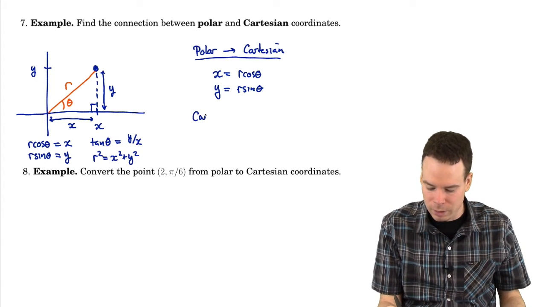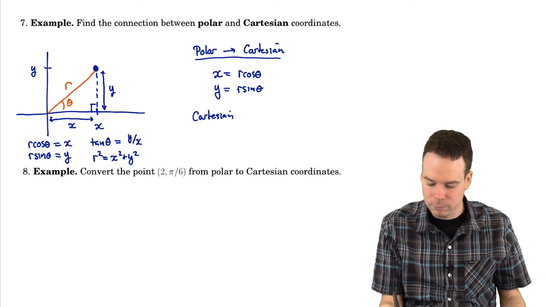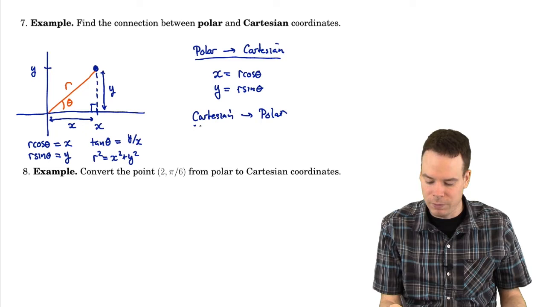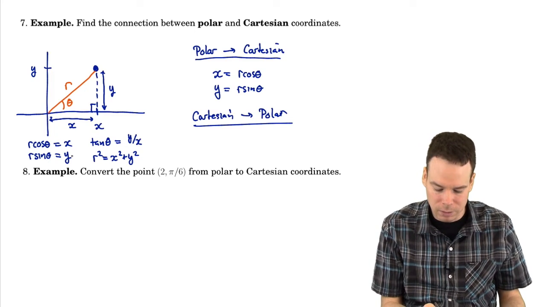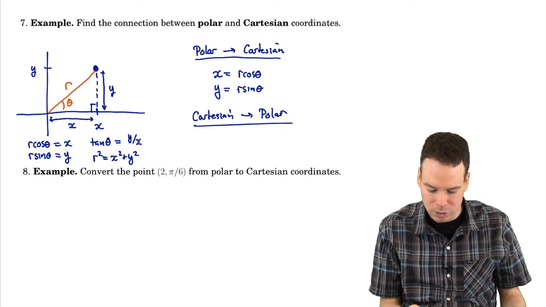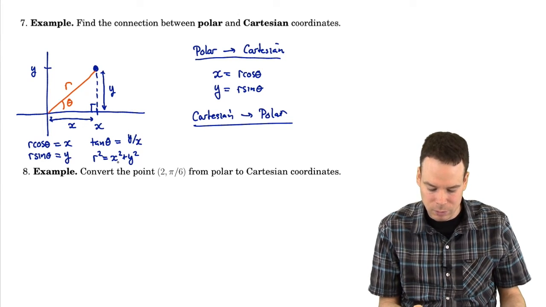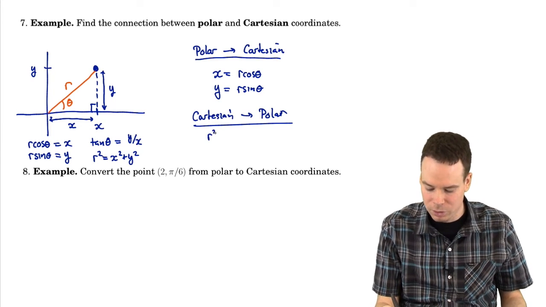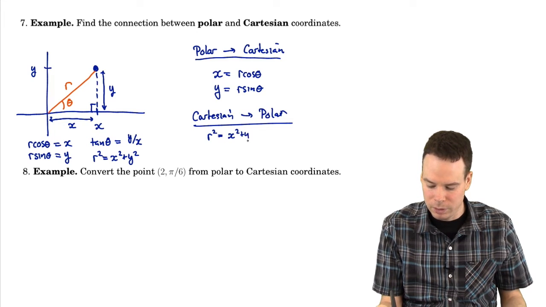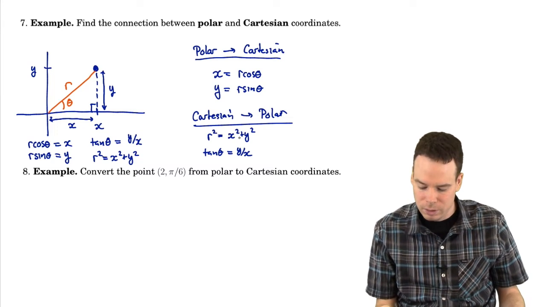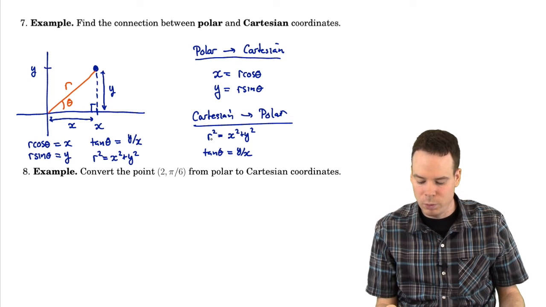How about the other way? Cartesian to polar. If I know the Cartesian coordinates, how do I get the polar coordinates? If I know the x, y values, how do I get the r, theta values? Well, if I know x and y, then this first one gives me a relationship between x, y, and theta. The second one gives me a relationship between x, y, and r. So those are the relationships I want. r squared is x squared plus y squared. Tan theta is y over x. So I can use each of these to determine what r and theta is.